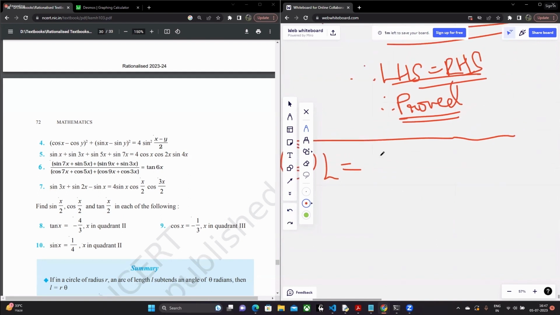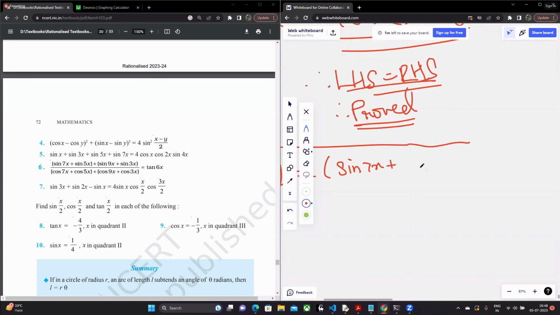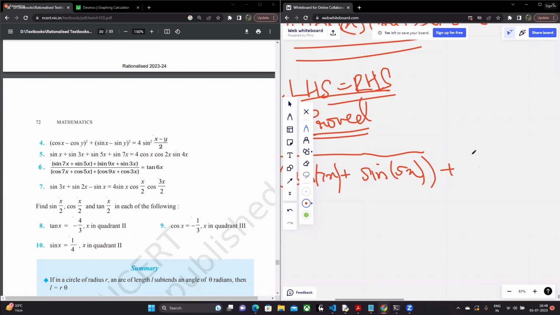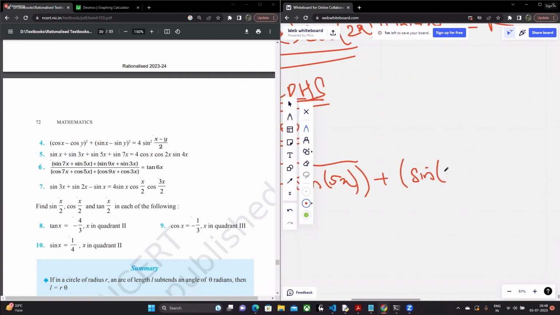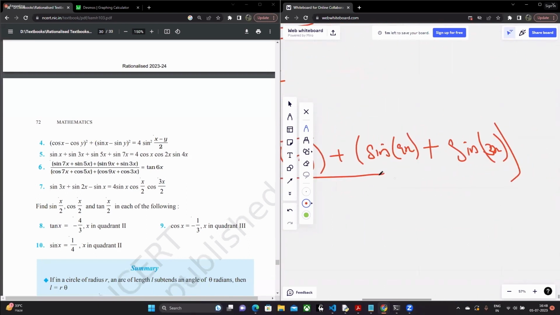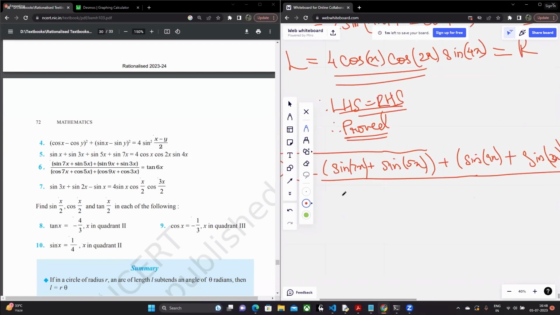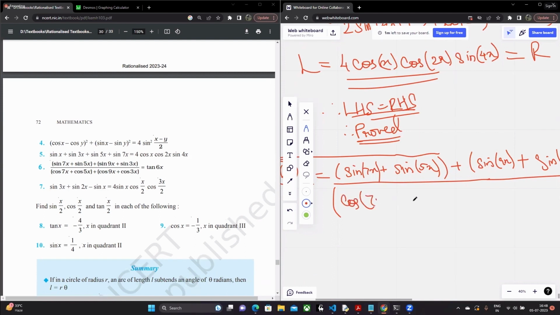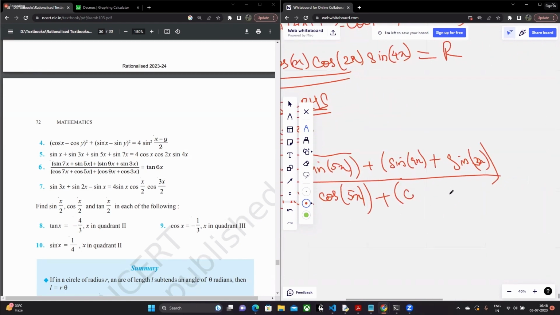You have this to be sin of 7x plus sin of 5x plus this is sin of 9x plus sin of 3x, whole divided by cos of 7x plus cos of 5x plus this to be cos of 9x plus cos of 3x.